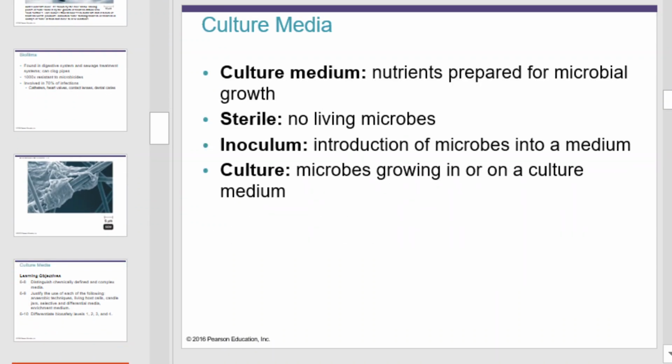From here, we'll look next at culture media. Culture media is the material that we're going to grow our microbes on. Culture medium contains nutrients prepared for microbial growth. If it is sterile, there are no living microbes in it. The organisms that we put on the growth medium is referred to as our inoculum. Once growing, we refer to that growing group of microbes on our culture medium as a culture.